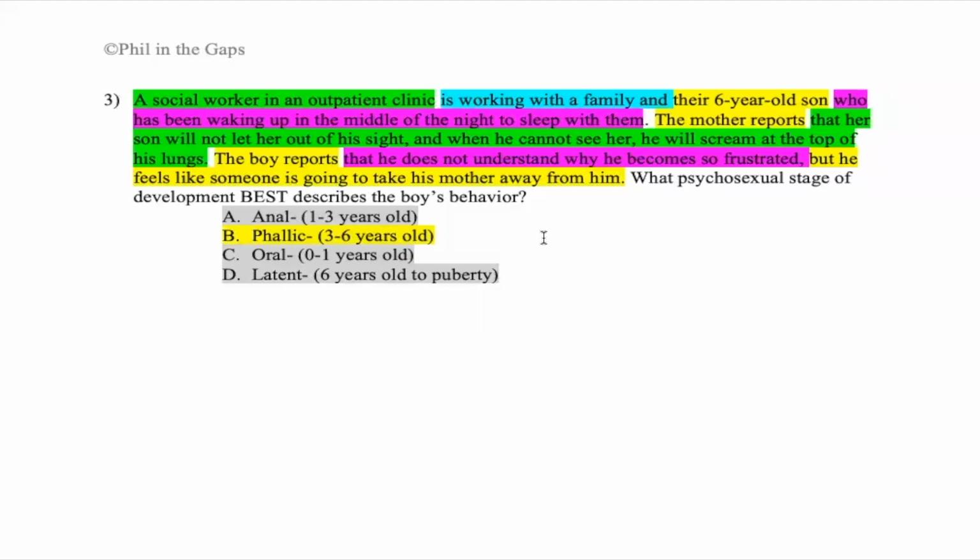So A is going to be incorrect because it's not talking about toilet training or that there's anal retentive or anal explosive type tendencies. C is incorrect because we're not talking about attachment or deriving pleasure from the mouth and trying to survive in some way, shape, or form. And D is incorrect because we're not talking about developing a social network and trying to communicate with other individuals. It's talking about a 6-year-old boy experiencing the Oedipus complex towards his mother and fearing that something bad could happen to her. So the correct answer here is B, the phallic stage. So that's how we look at that question in particular.